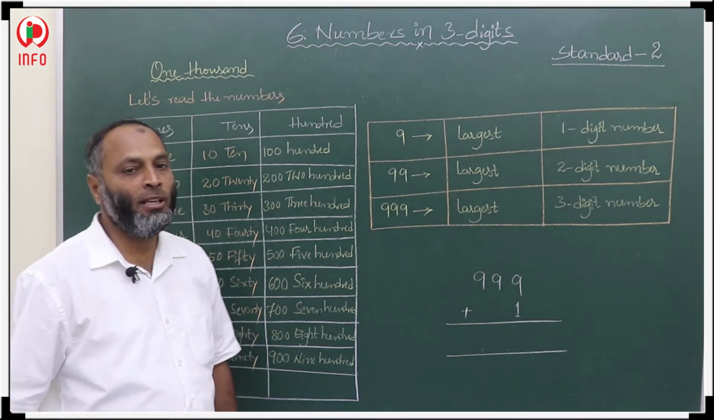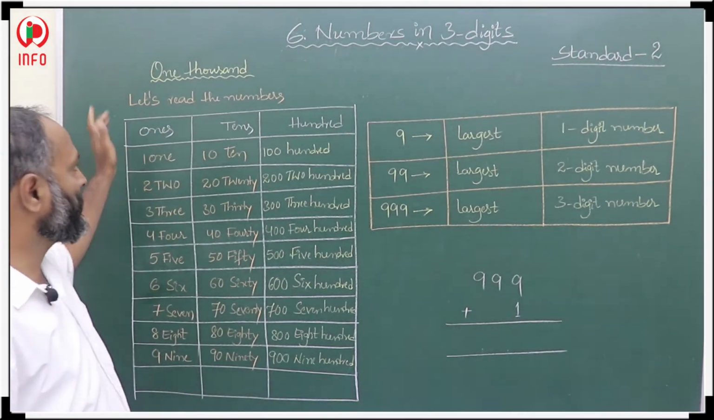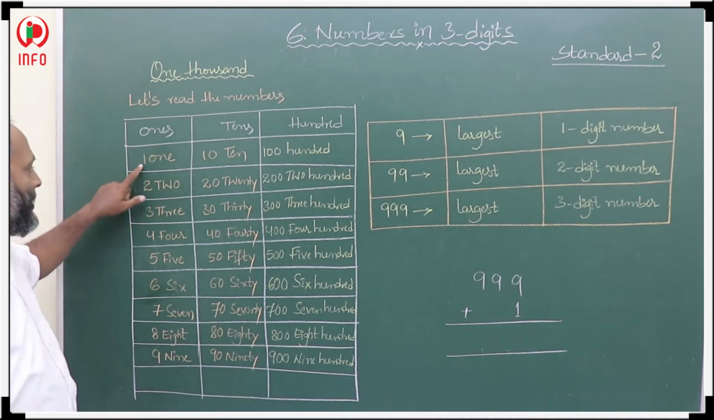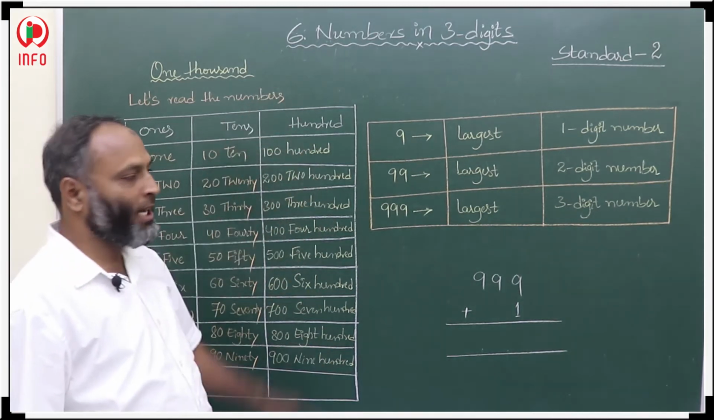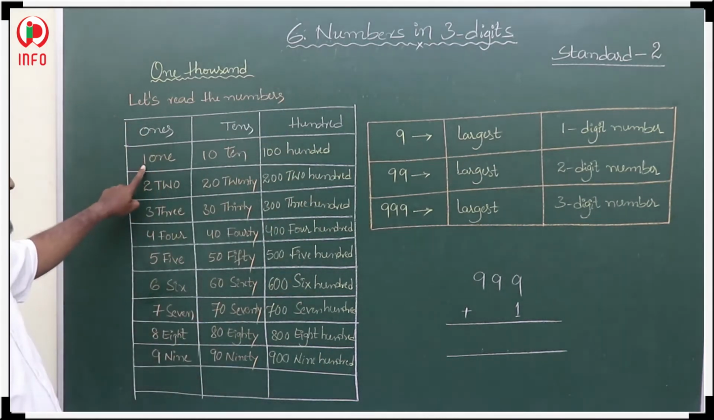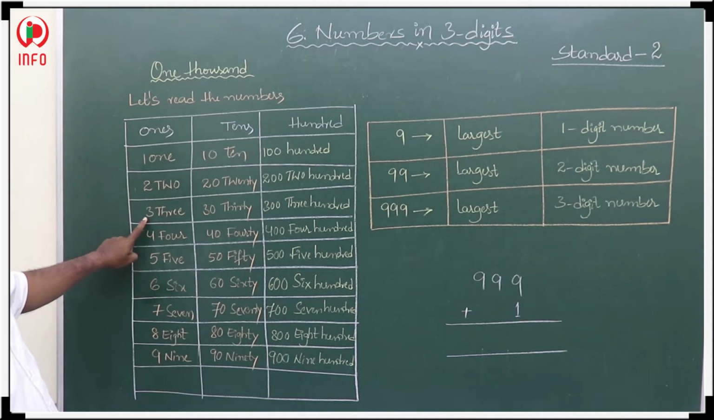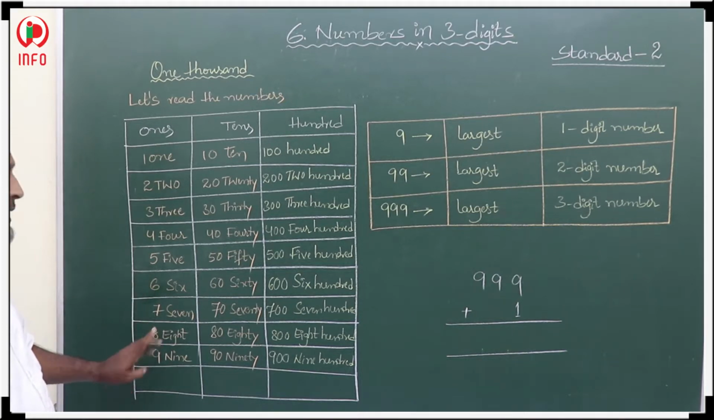Yes, students, now see here this chart. First, read this chart. In 1's column, this is 1's column, this is 10's column, this is 100's column. This is 1, 2, 3, 4, 5, 6, 7, 8, 9. So in 1's, we start from 1 to 9.